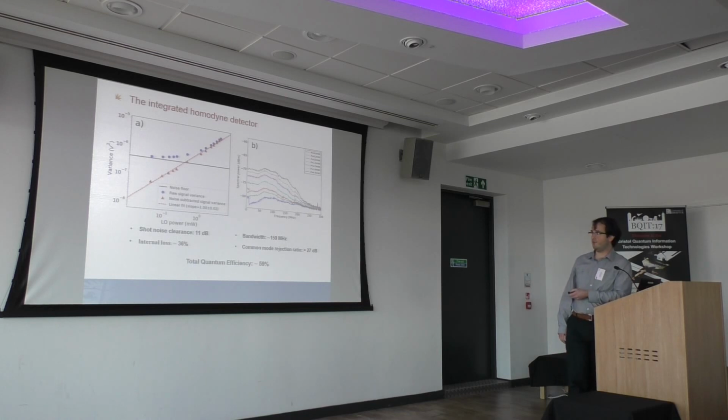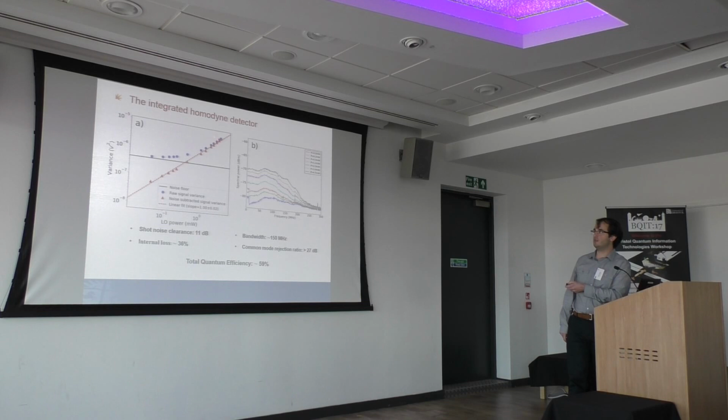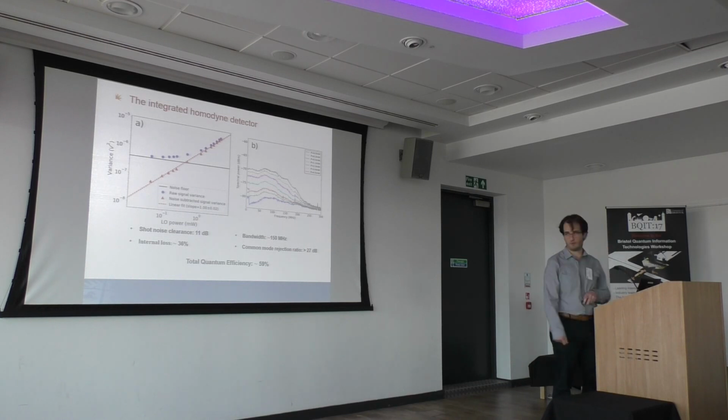So in a very real sense, the size of the quantum signal that we're going to be measuring and using to determine our quantum state is going to be proportional to the variance of this signal. So it's good that the variance of our shot noise is much larger than the background electronic noise. And in this case, it's about 11 dB, which is not so bad. We measured the internal loss of our detector.